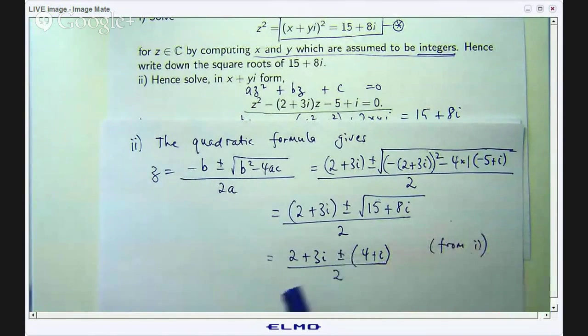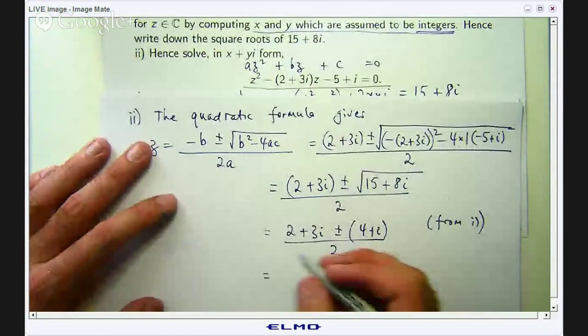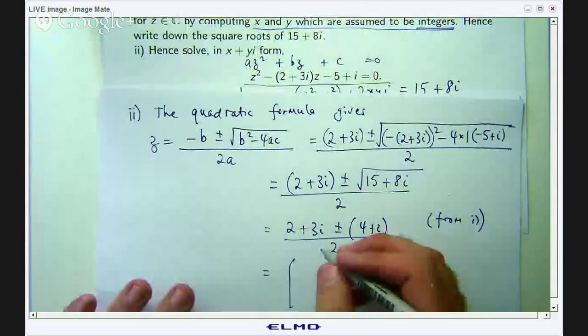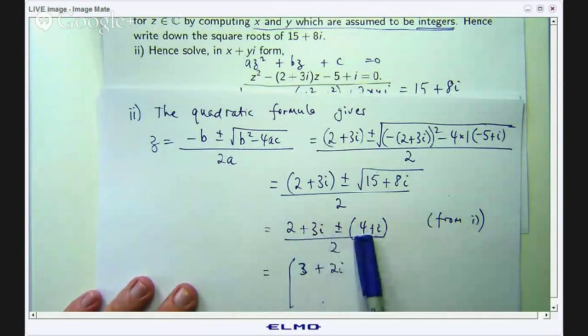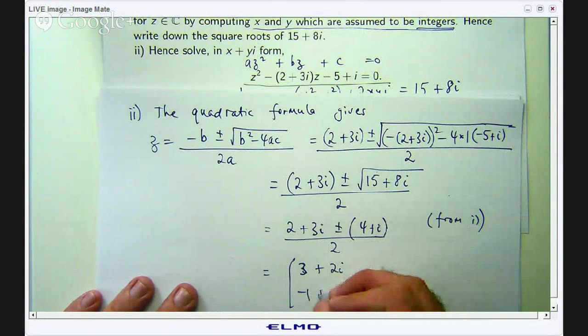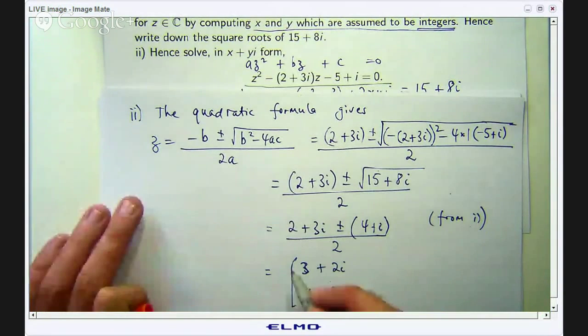So if I use the plus sign, I'm going to get 2 plus 4, which is 6, plus 3i plus i. So I'm going to get 6 plus 4i all over 2. If I divide the 2 in, I'll get 3 plus 2i. And if I do the negative sign, 2 minus 4, that'll be negative 2 all over 2, that'll be negative 1. And the 3i minus i, that's 2i all over 2, that'll be plus i. Okay, so the solutions to that quadratic equation are given here.